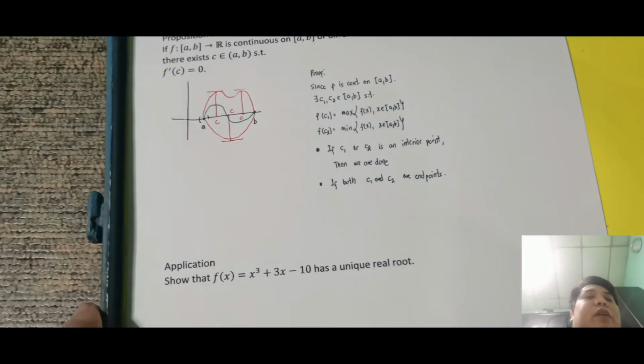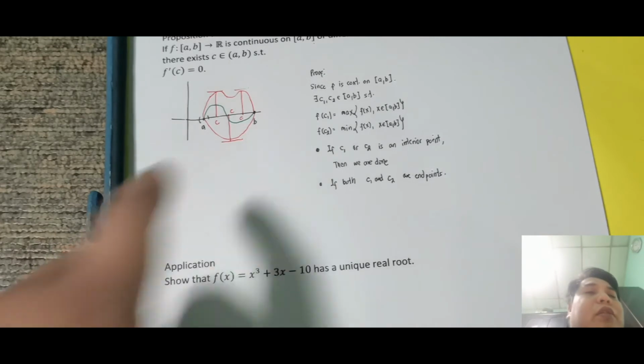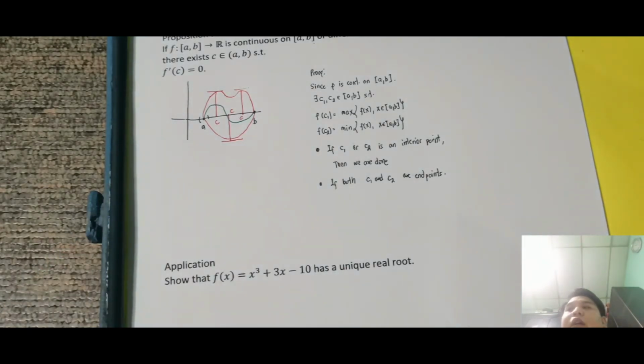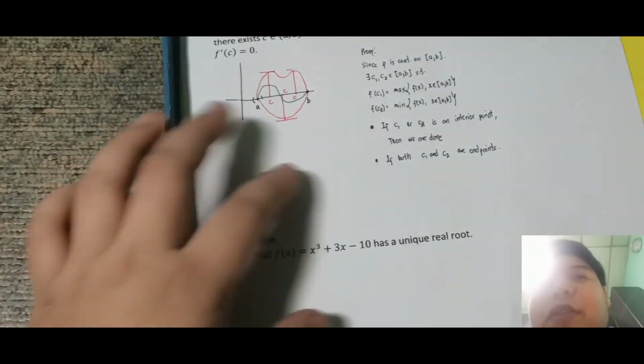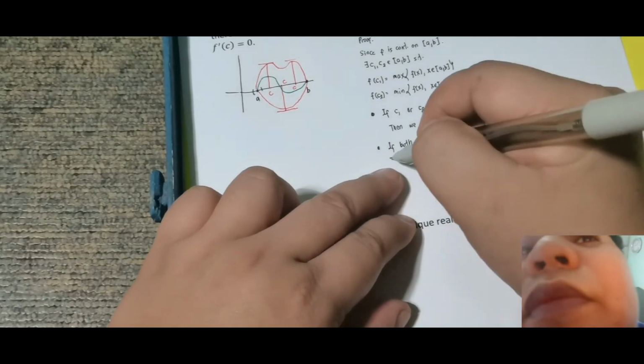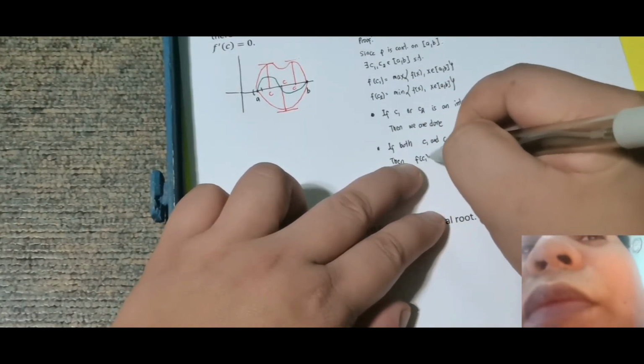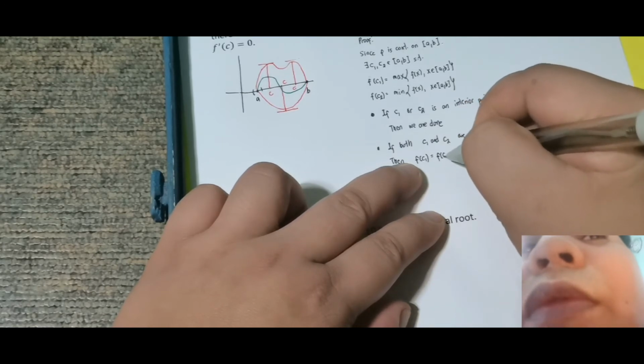Okay, so now, what if both C1 and C2 are endpoints? Meaning, sila yung A, sila yung B. Okay, ito si C1, ito si C2. Ano napapansin nyo? Kung silang dalawa ay endpoints, based sa drawing ni sir, ano masabi nyo? Then f of C1 is equal to f of C2.